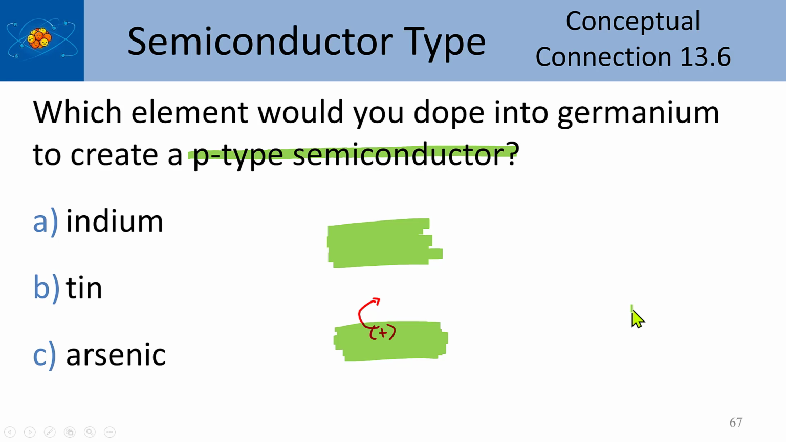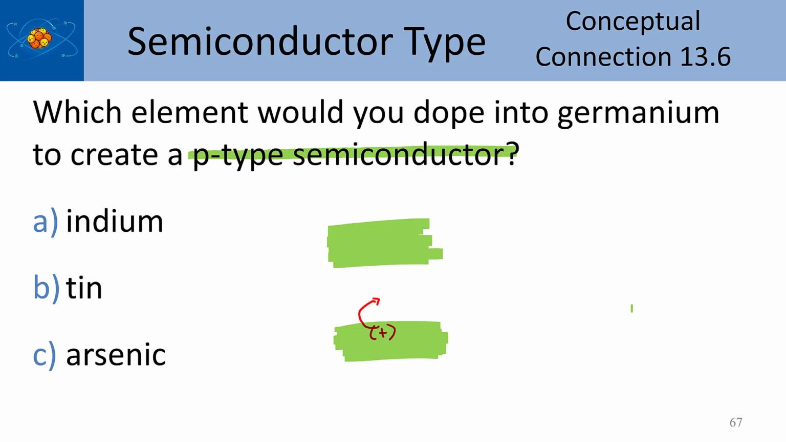So if you remember when we were drawing our Lewis structures of compounds, the only group that is typically electron deficient in its Lewis structure are those in group 3A. For example, boron is an example of an element that typically doesn't satisfy its octet. But the reason that makes boron useful is because you can promote an electron into it in a semiconductor.